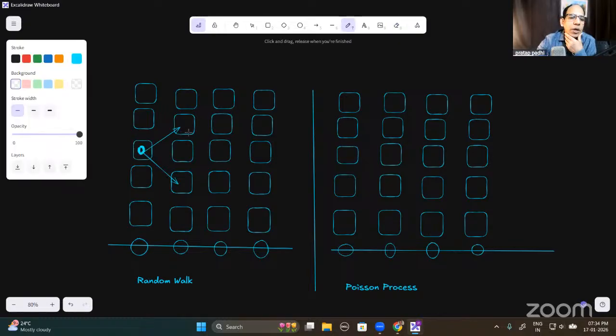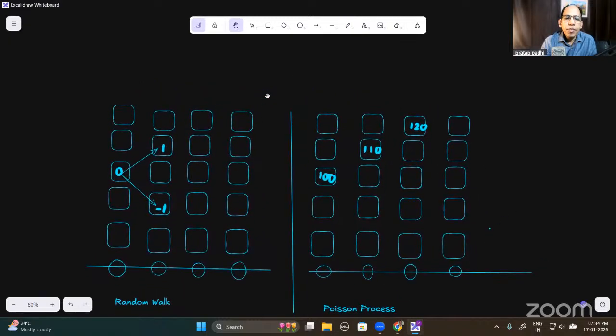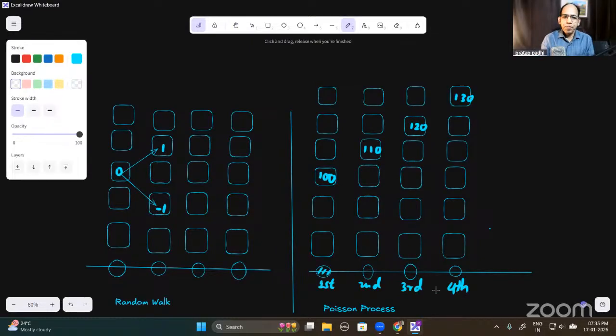From 0, what you can do is either you can go to 1 or -1. One step up or one step down. What about Poisson process? In Poisson process, from 100 you go by lambda. Lambda is suppose 10 claims, 110, 120. Again, I'm taking homogeneous. So let me bring it down. And I'll introduce one more. So Poisson process is a counting process. Counting process never goes down.